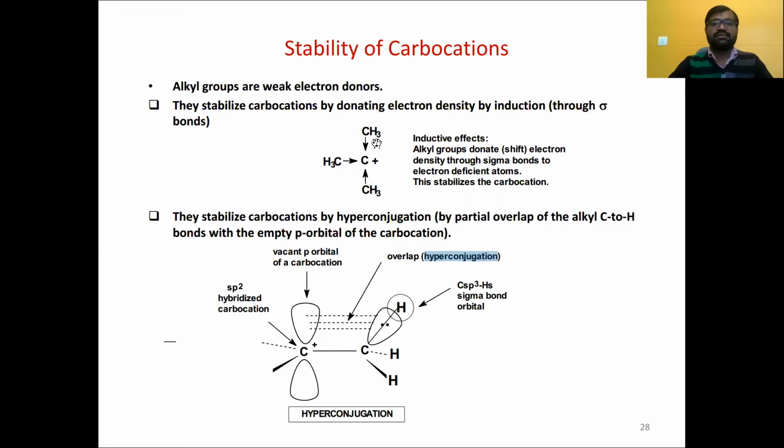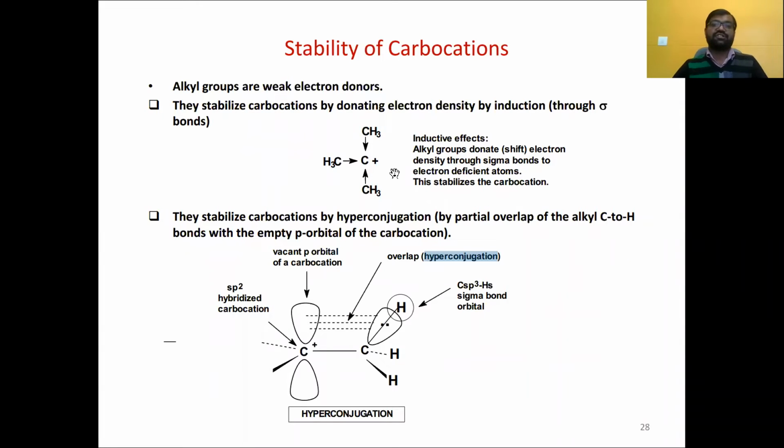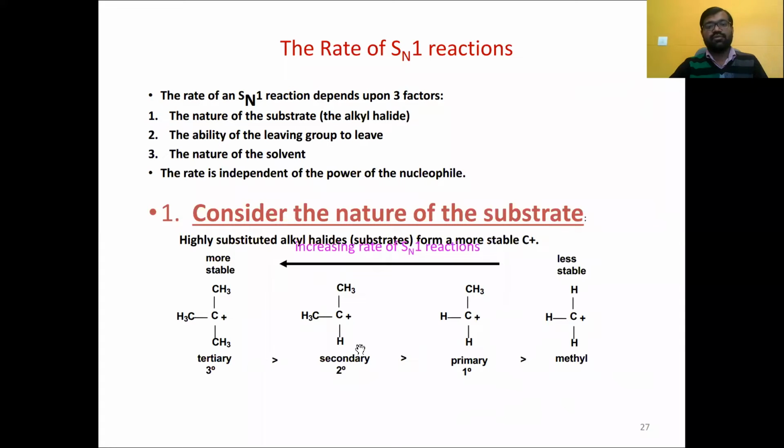Because of this, the tertiary carbocation has 3 friends, 3 methyl groups, and will be better stabilized. If we discuss the secondary carbocation, with 2 methyl groups, it will be less stabilized. The primary carbocation, with only 1 methyl group, is even less stabilized. And the methyl carbocation, which has no alkyl groups, is the least stabilized. That is why this reaction is faster with tertiary butyl as compared to secondary, primary and methyl.